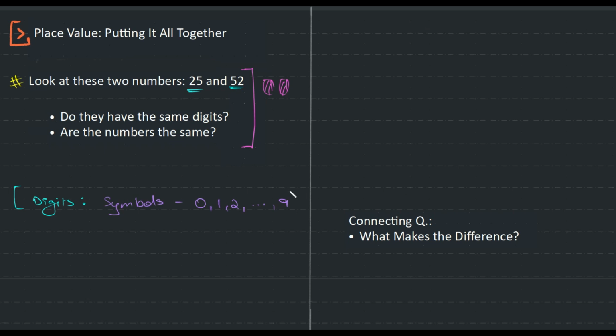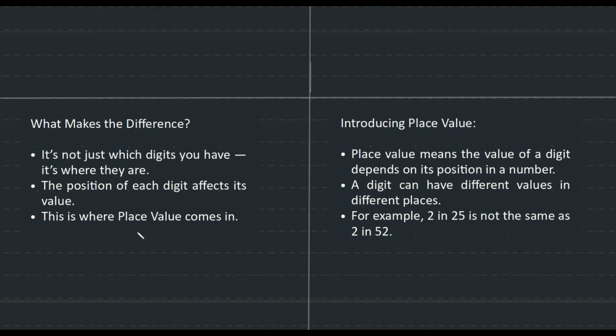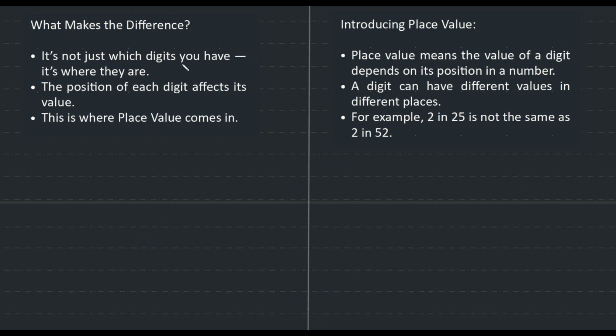Symbols that we use to represent numbers. Now, do we have the same digits over here? Answer is clearly yes. Are the numbers same? Answer is clearly no. But we have the same digit. Why are the numbers different? What is the thing that is flipping around? What makes them different is a question that you guys have to answer. Well, what makes them different is it's not just the digit that influences a number, it's where they are as well. The position is important.